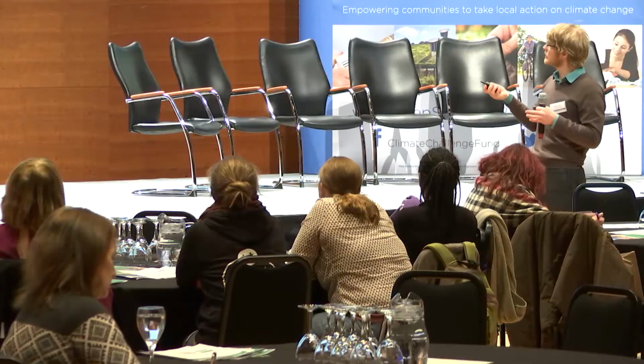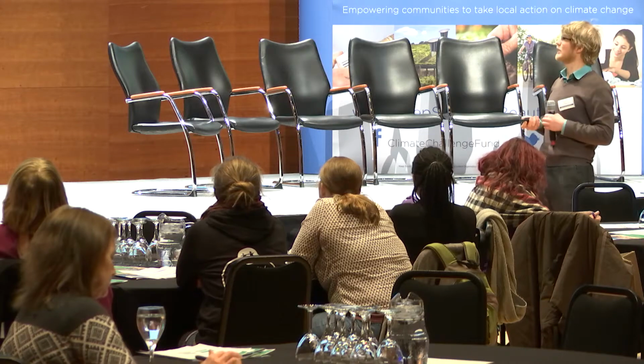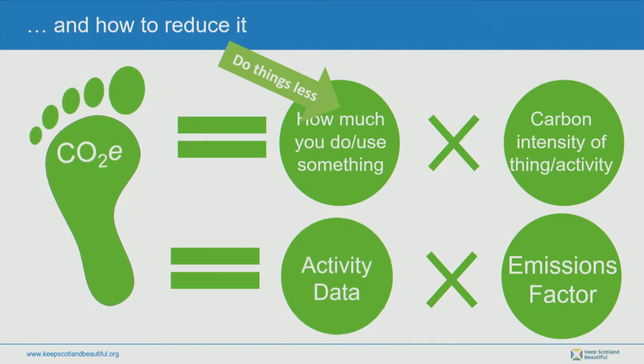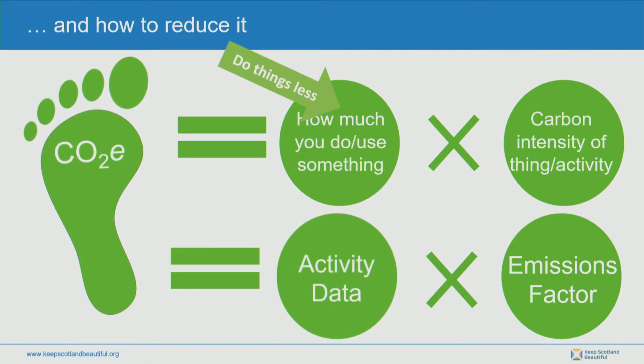So if you want to reduce the carbon footprint, we came up with the two basic ways to do that. First of all, do things less. So if you do things less, for example, if you travel less far, if you travel half a mile instead of a mile, then you shrink the distance and you also shrink the footprint. So that's quite a straightforward, quite obvious one.